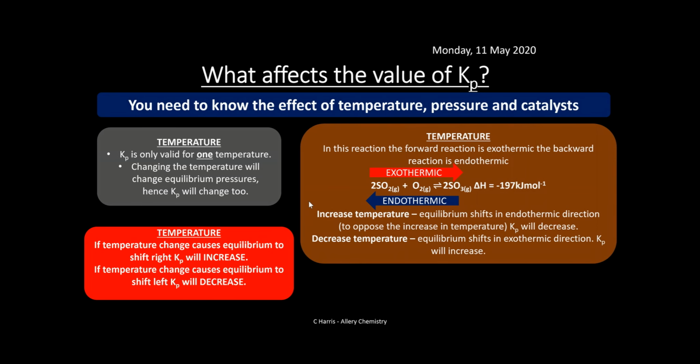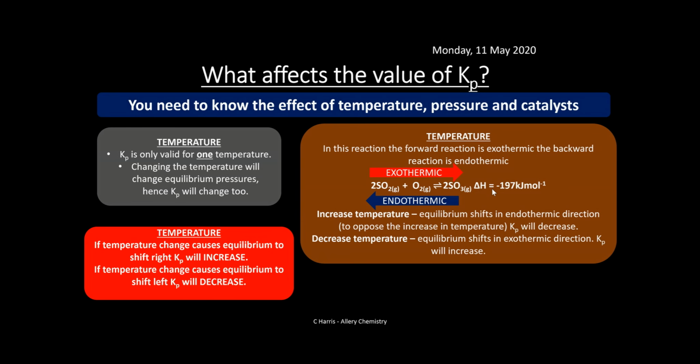You can see in this reaction, the forward reaction is exothermic, the backwards reaction is endothermic. And we know it's exothermic because our enthalpy value here is negative. So if we increase the temperature, equilibrium shifts in the endothermic direction. This is to oppose that increase in temperature. Remember, it will do the opposite. And so Kp will decrease.